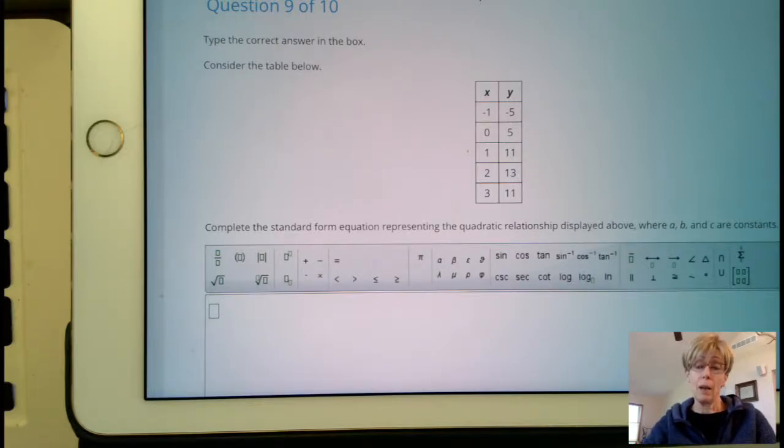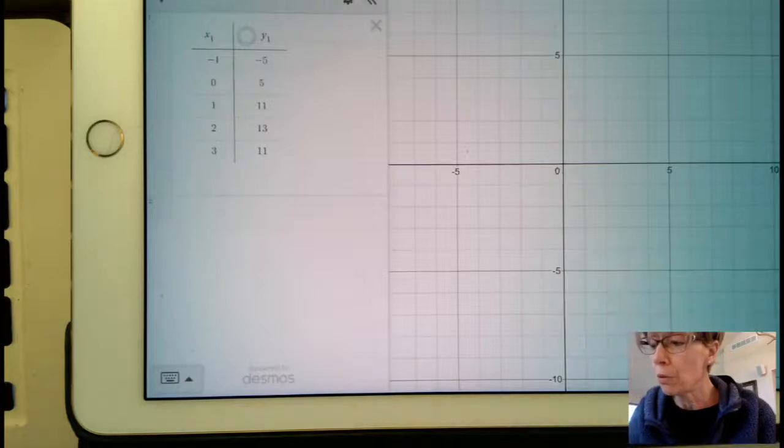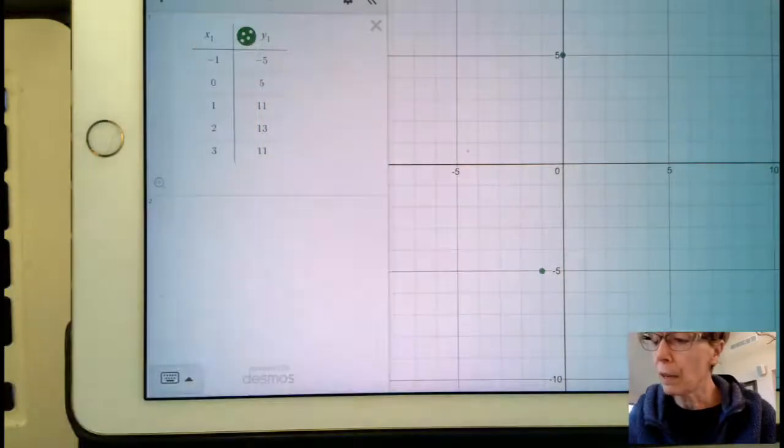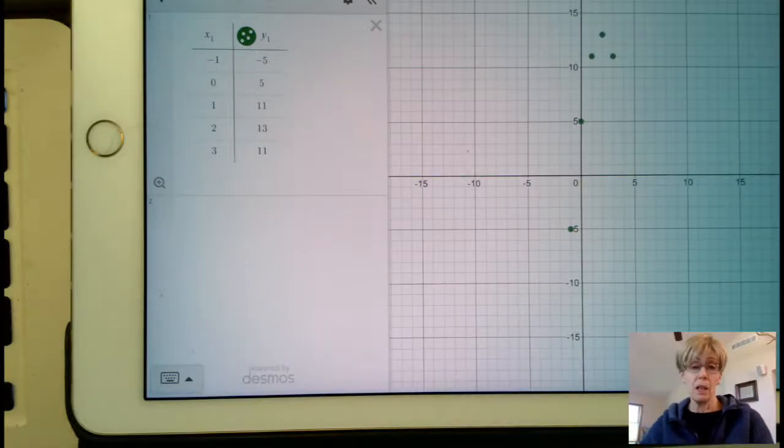I think I can still use Desmos to help, but it's going to be a long video, just to warn you. And I started off, and I did type in that table into Desmos, and when we take a look at this table, what we can see is the vertex of this particular problem. And what it is, this value is 2, 13.